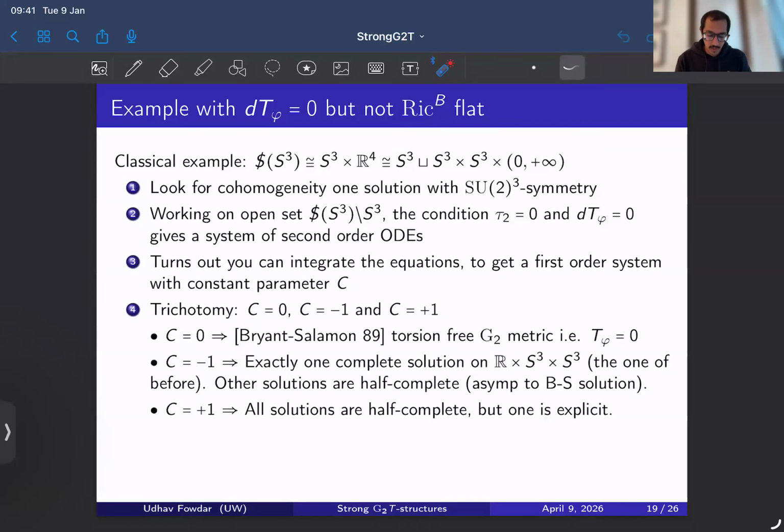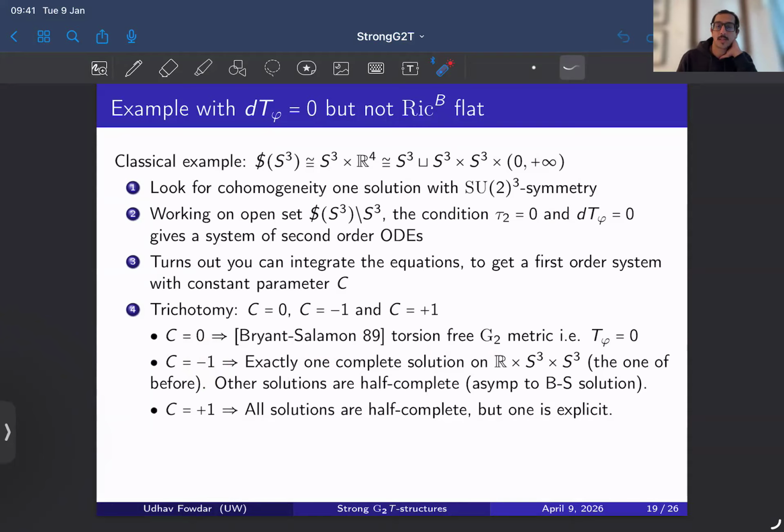So either C has to be 0, you can normalize it to be 0, plus 1, or minus 1. If the constant C in this system of ODEs is 0, then the equation truncates down, and this equation here leads to the torsion-free condition, so T being 0, and so you recover the solutions found by Bryant and Salamon originally.